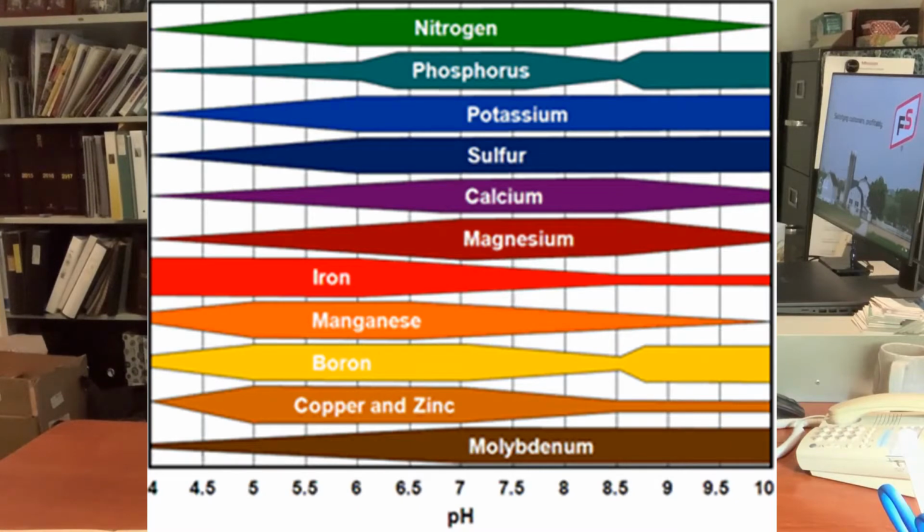Changing soil pH can influence nutrient availability to plants. Here's a chart that illustrates how each plant nutrient behaves across the pH scale. The width of the bar shows availability. Wider bars, greater availability. Narrower means lower availability.